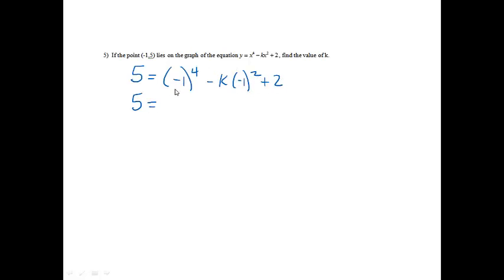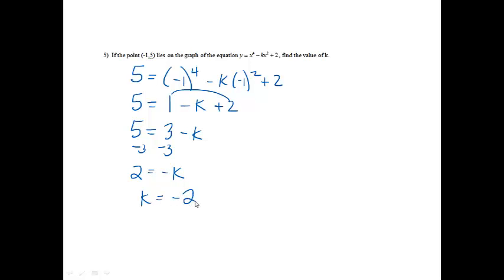So I get 5 equals negative 1 to the fourth power, which is 1, and then minus negative 1 squared is 1 times k is k, and then plus 2. And then I'll get 5 equals, if I combine the 1 and the 2, I'll get 3 minus k. And then I'll subtract 3 from both sides, which will give me 2 equals negative k, which means k is equal to negative 2.